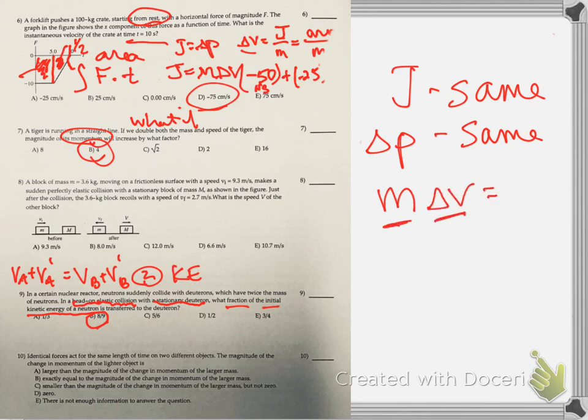So let's see what it says. The magnitude of the change in the momentum, so this is a trick question, the change in momentum is going to be the same. The change in momentum of the lighter object is exactly equal to the change in momentum of the larger mass. It's just a trick question. If they asked for the change in velocity, then you'd have a difference.